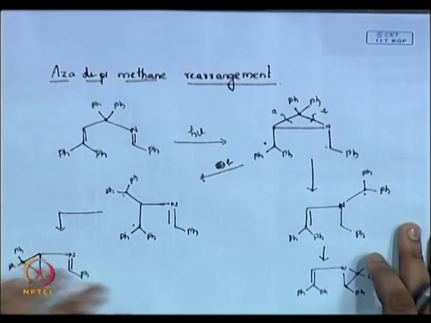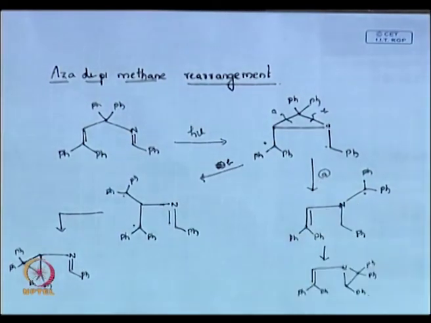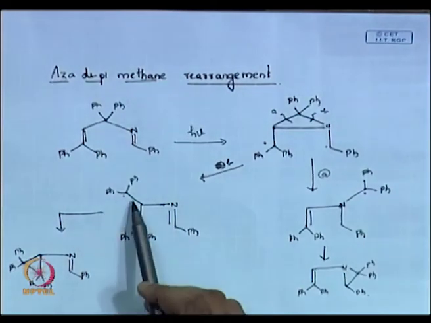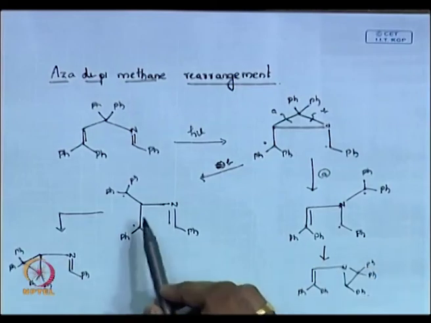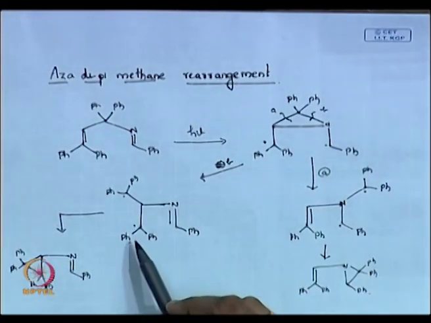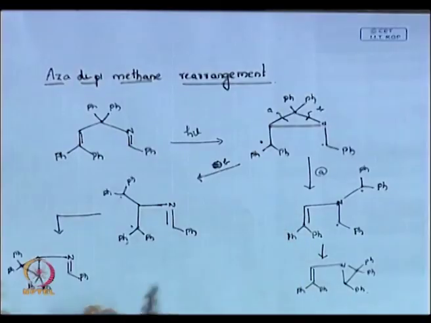So which do you think is much more favorable? If you see the radicals, your B should be much more favorable, but it does not mean that you do not get A. You get A also; that is where aza-di-pi-methane differs. In oxa and other di-pi-methane, in most cases you get a sole product, like a main product. But in aza-di-pi-methane you get both the products. But this one is more favorable, that is fine.